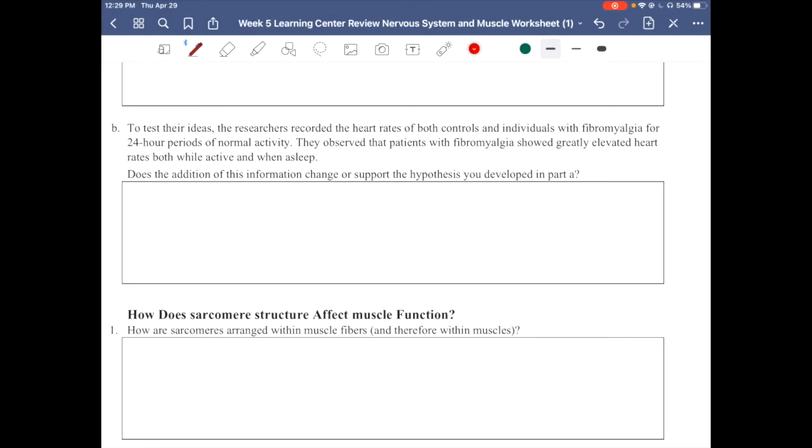So, with this additional information, it actually points us towards hyperactivity of the sympathetic nervous system, because earlier we looked at how the sympathetic nervous system increases heart rate. So, this could also be one reason. This specific symptom of increased heart rate could be a result of hyperactivity of the sympathetic nervous system.